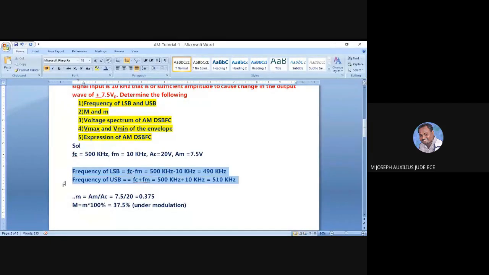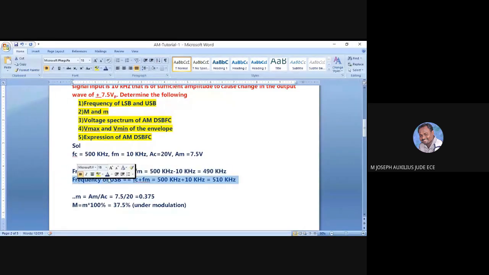So from the derivation, we are just going to equation number 11. From equation number 11, we know that the LSB and USB values are what? LSB is FC minus FM. So what is FC? 500 kilohertz, the carrier frequency. FM is the message frequency, that is 10 kilohertz. So 500 minus 10 kilohertz is 490 kilohertz.